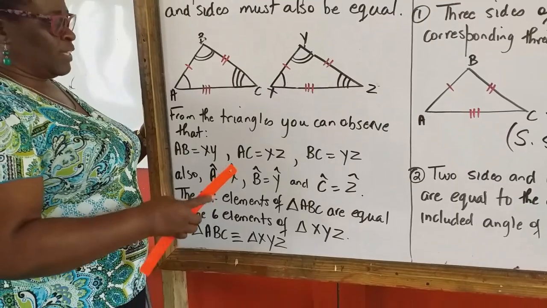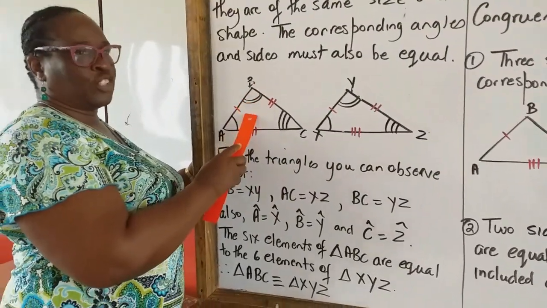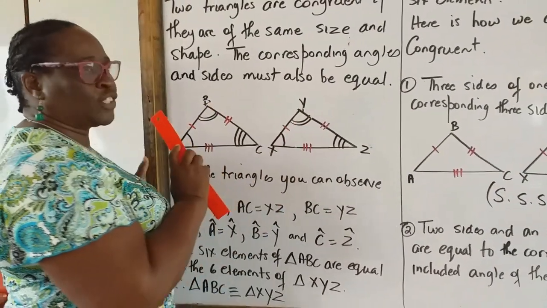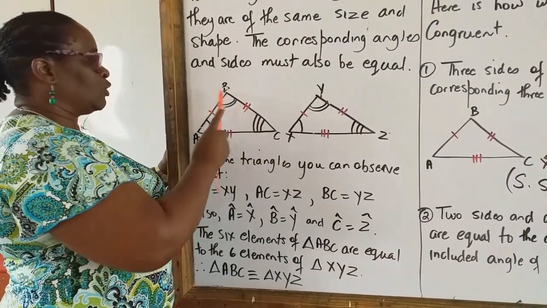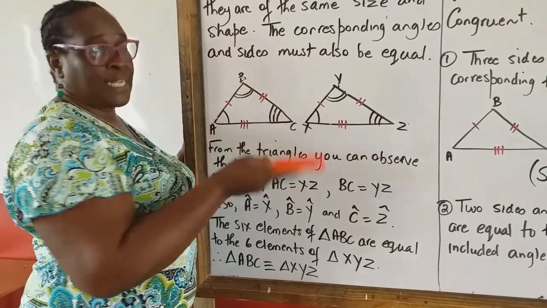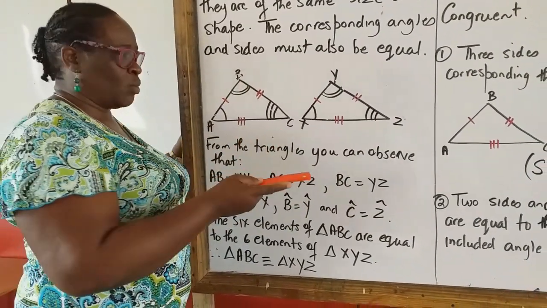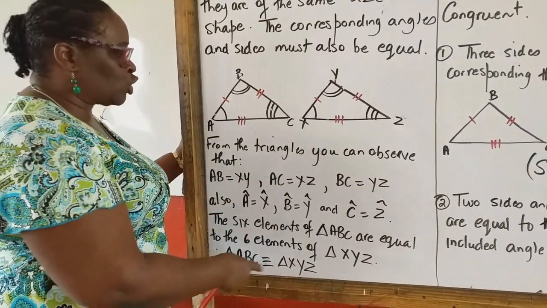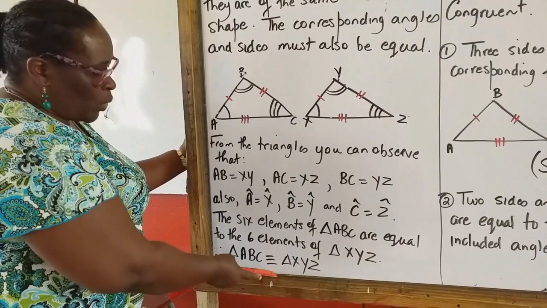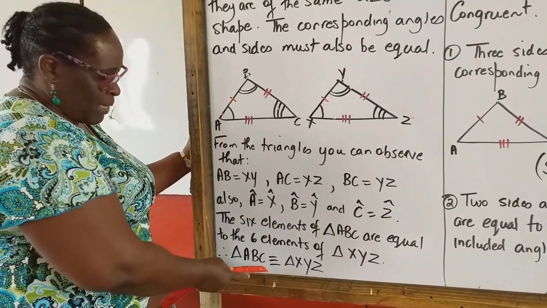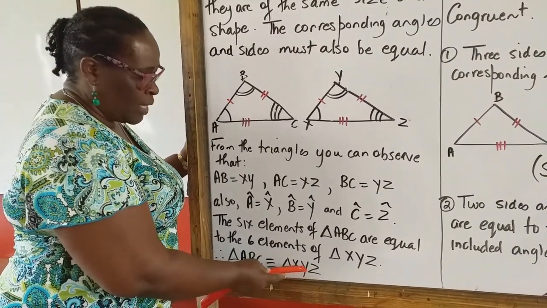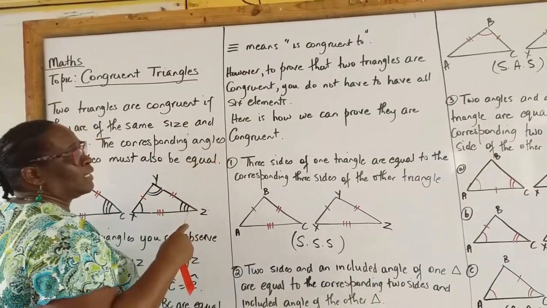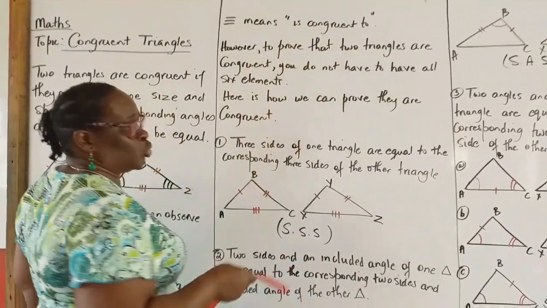Once you have the 6 elements of one triangle equal to the corresponding six elements of the other triangle, 6 because we have 3 angles and 3 sides, with corresponding sides and angles equal, it means that the two triangles are congruent. And this is how we write congruency: triangle ABC is congruent to triangle XYZ. The sign up here with the 3 lines means congruent to.